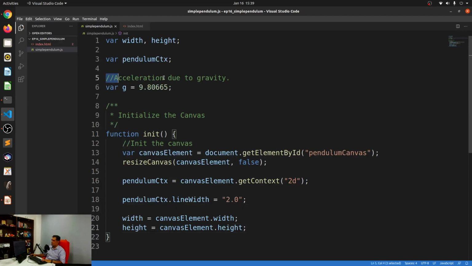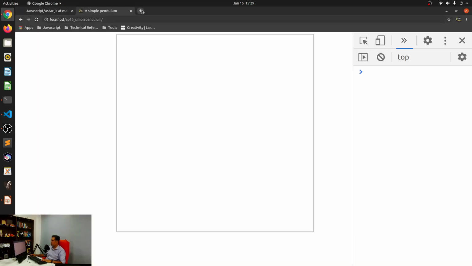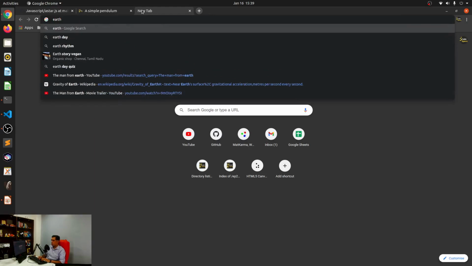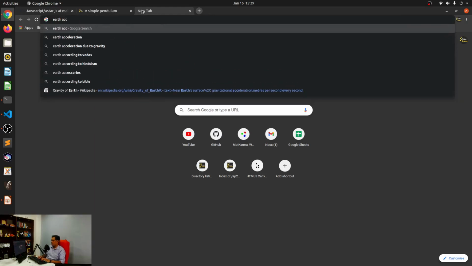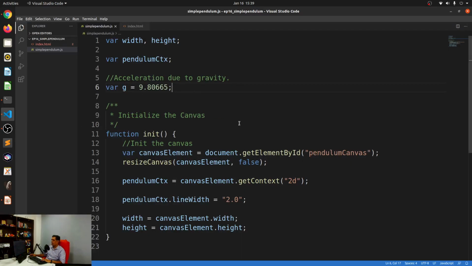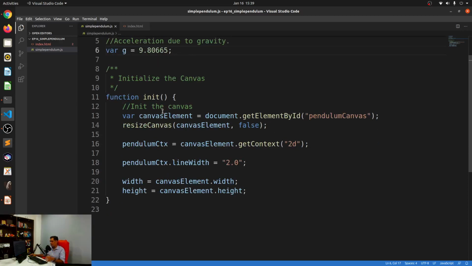I also have this acceleration due to gravity already defined. Where did I take this from? I took this from Wikipedia, I think, or a simple search for Earth acceleration due to gravity should provide you what the actual value is. It says 9.81, but I think the more accurate value is 9.80665 on average everywhere on the Earth. So I just put that. It doesn't harm to give a more precise value.